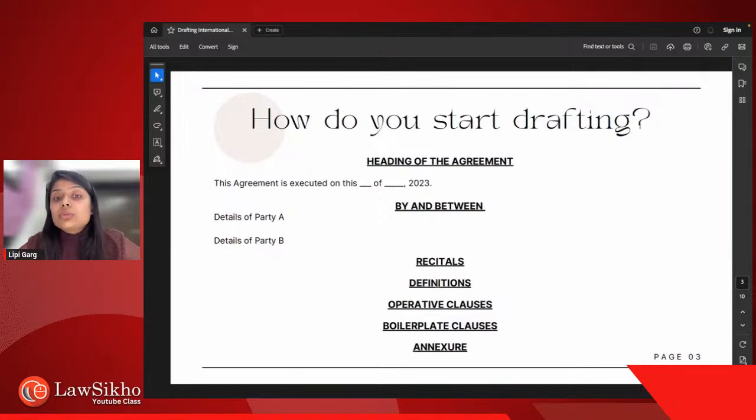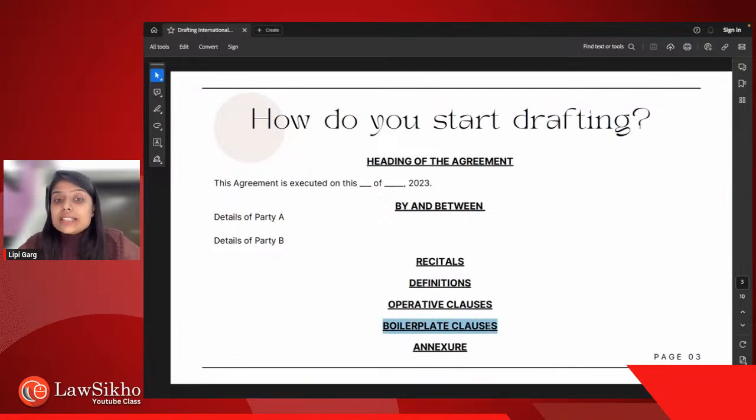Now we come to the boilerplate clauses. Boilerplate clauses are like template clauses. They are very important because they are required to be there in every contract. You can use the same boilerplate clauses across all your service agreements, maybe just changing one or two terms according to the needs of the client or the transaction at hand. Generally, boilerplates remain the same across the same type of agreements, right?